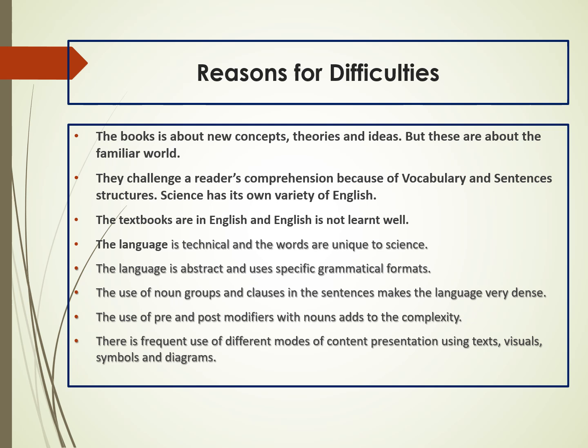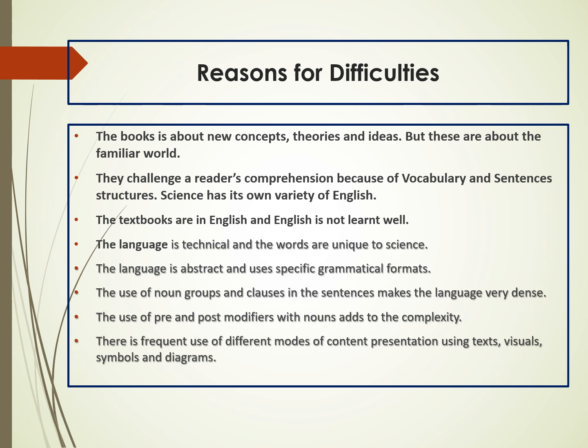The nature of the language used in science books is technical. Many technical specialist words are used here by the writer. And the words are unique to science only. That means you won't find them in other books or in our daily lives. And this language is abstract. There are special grammatical features for expressing the abstract ideas and concepts, and they create the problem.